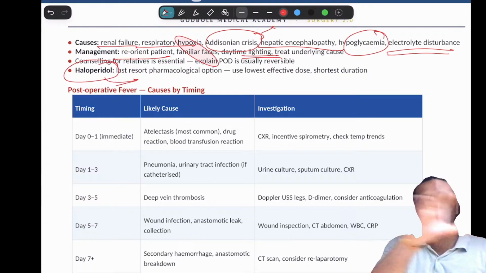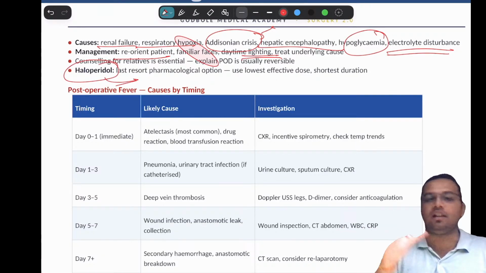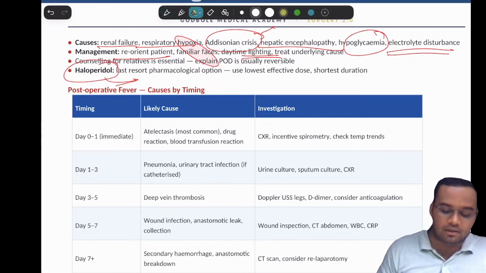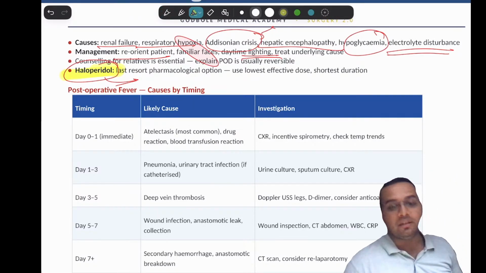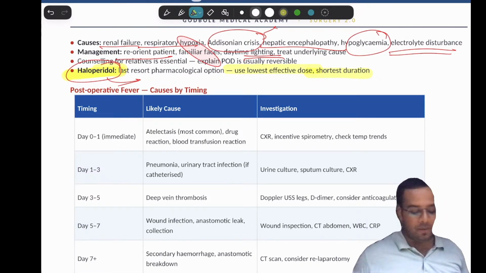So after doing all these measures, if the patient is still violent, not listening, pulling out his Foley, pulling out his drain, then that is the time the only drug to be given is haloperidol. It has the shortest duration of action and fewer side effects, so you can give haloperidol to the patients.